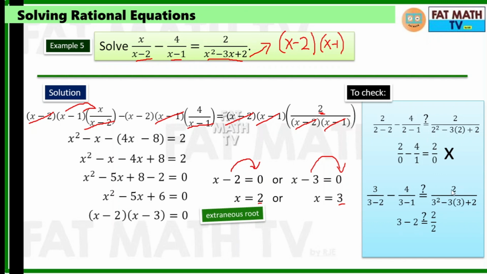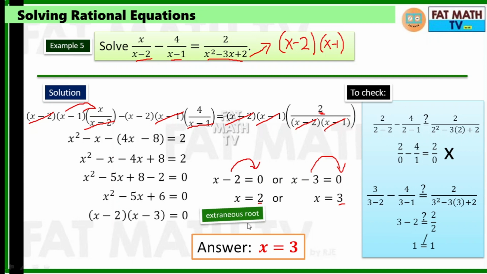And then on the right side, we have 2 over 3 squared is 9. 9 minus 9 is 0 plus 2 is 2. 3 minus 2 is 1, and 2 over 2 is also 1. So they are equal. So the answer is only x equals 3. So we only have one solution for this rational equation.